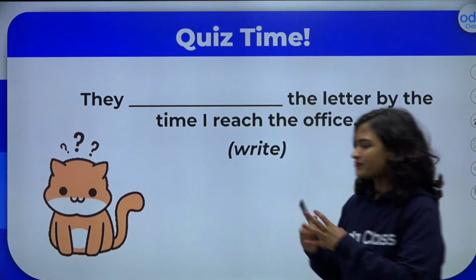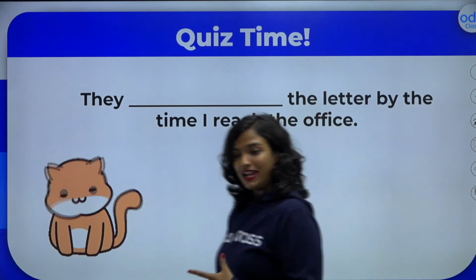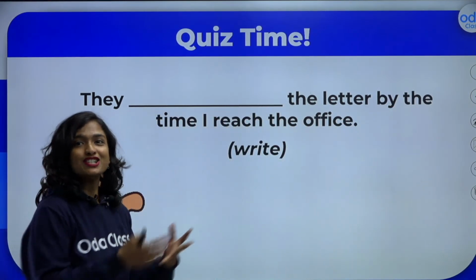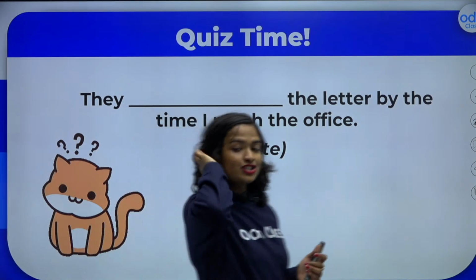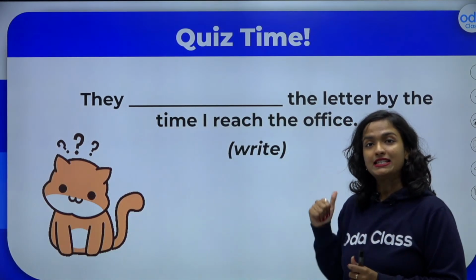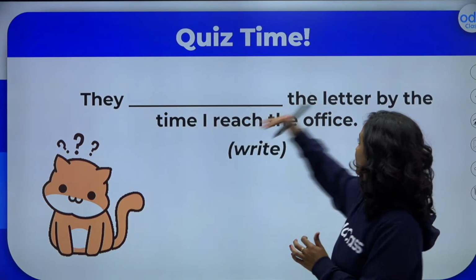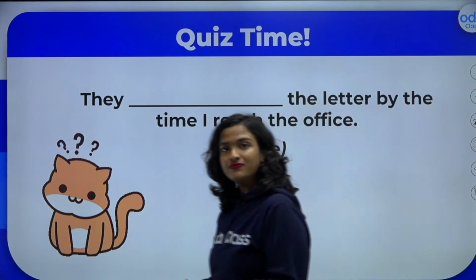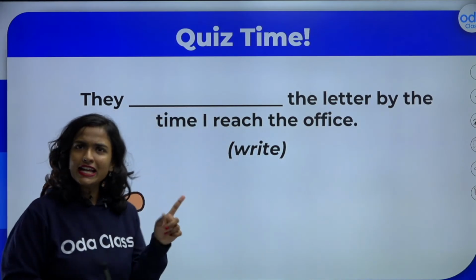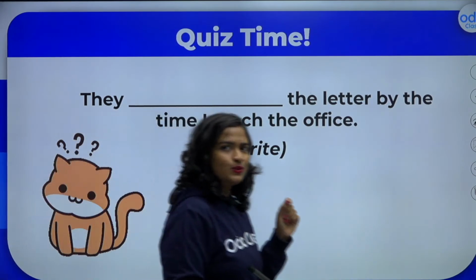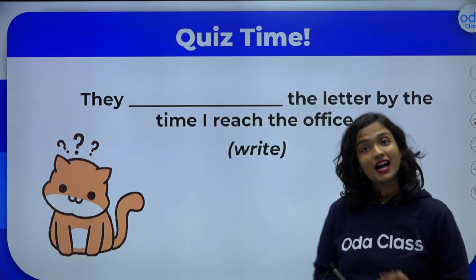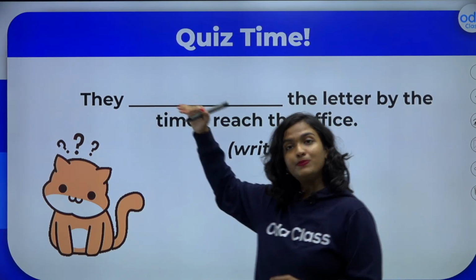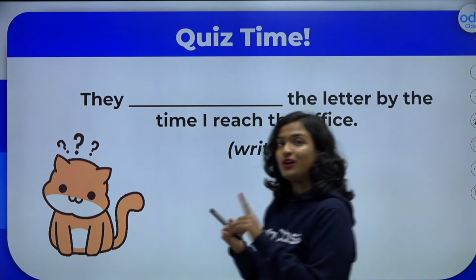Tell me, they blank the letter by the time I reach the office. And the action to be used here, students, is write. They blank the letter by the time I reach the office. So, now students, we already have learned this, right? We know that in this sentence, we have to start with the subject. After the subject, we have to start with either shall or will.